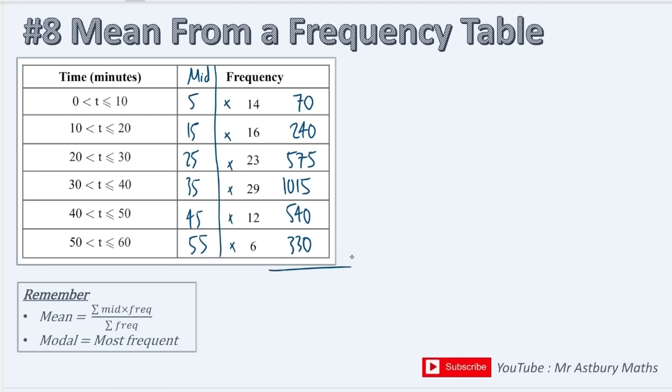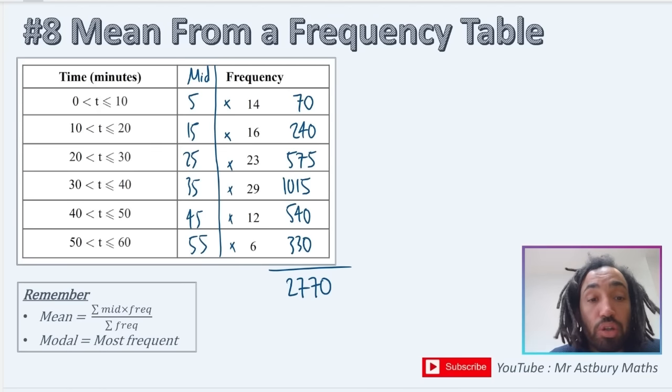And then what I'm going to do is add up all of those values. And that's going to give me 2,770. Now, here's the top tip. You've got to divide by the total frequency and not the number of rows. I see so many people divide here by 6. That's never going to give you the right answer. You've got to divide by the total frequency.